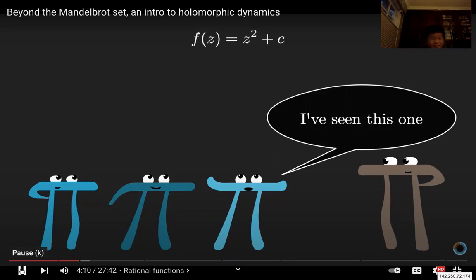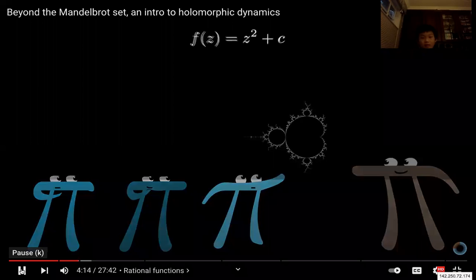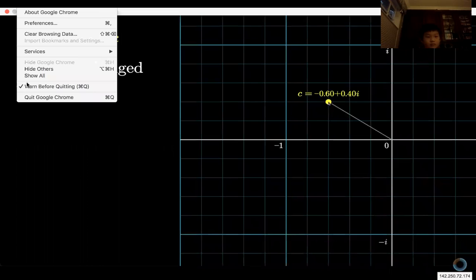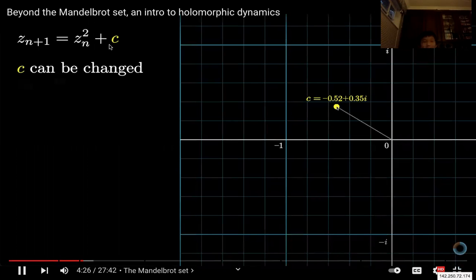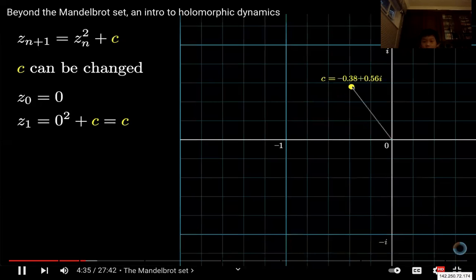It certainly doesn't hurt to quickly summarize the story here, since it can help set the stage for what comes later. For this game, we're going to think of c as a value that can be changed, and it'll be visible as this movable yellow dot. For the actual iterative process, we will always start with an initial value of z equals 0. So after iterating this function once, doing z squared plus c, you get c. If you iterate a second time, plugging in that value to the function, you get c squared plus c.